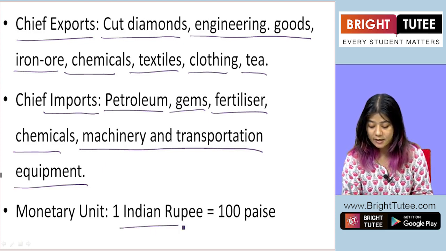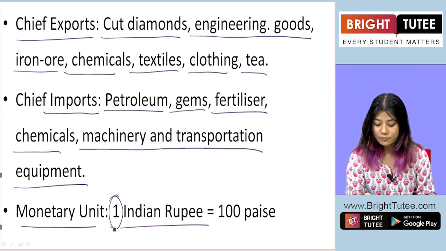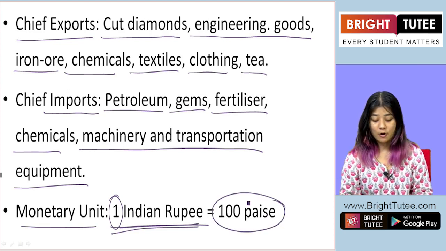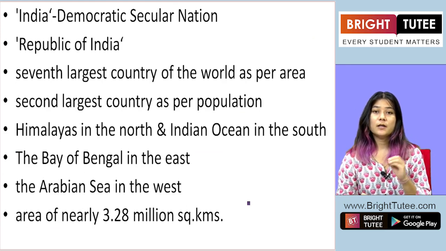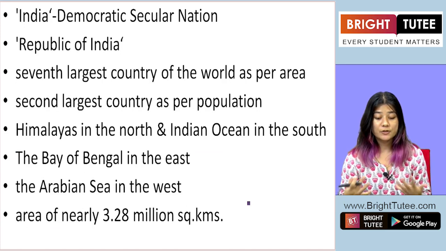Alright. Now, what is the currency of India? It is the Indian rupee, okay, and the monetary unit, 1 Indian rupee is equal to 100 paisa, alright. So that was some of the salient features, some of the important points that we need to remember.